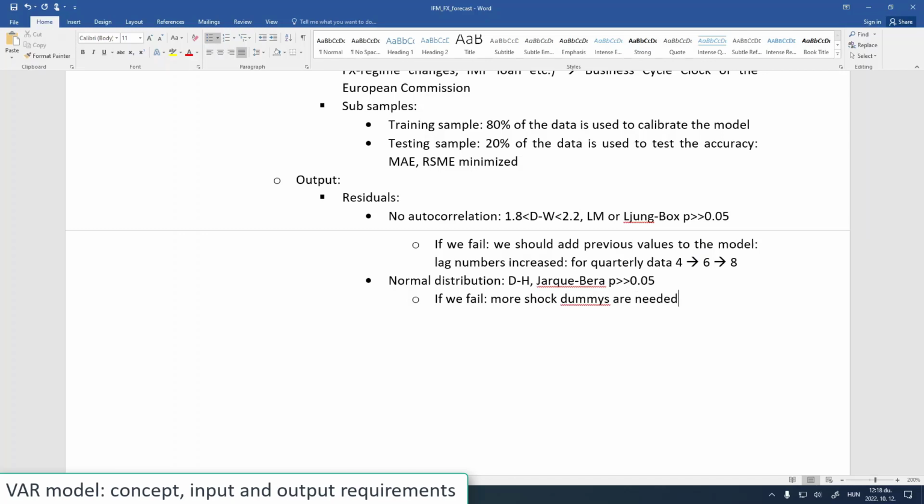Or we should check which variable is responsible for the shock. So maybe there are too many outliers in them, so we have to define a dummy variable which represents shocks in these variables, and sooner or later we can solve it. So yeah, after we have the diagnostics in the residuals, then we can run the forecast.